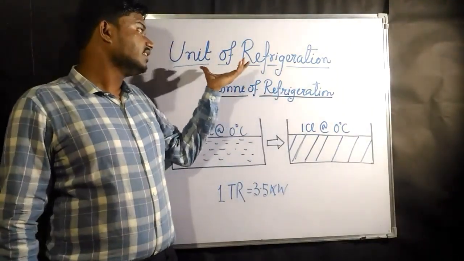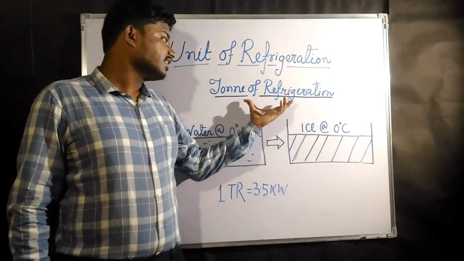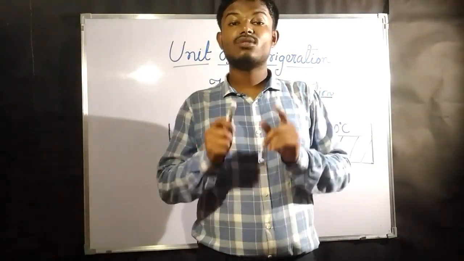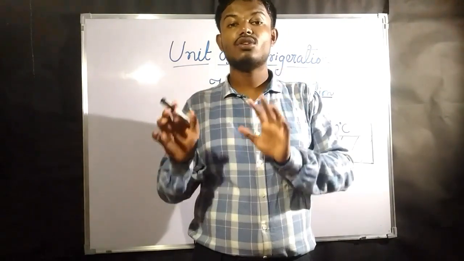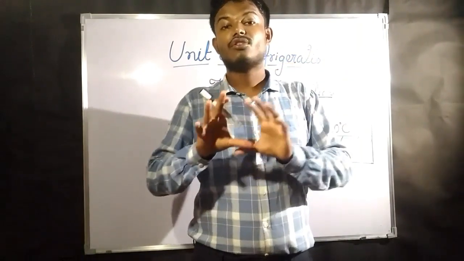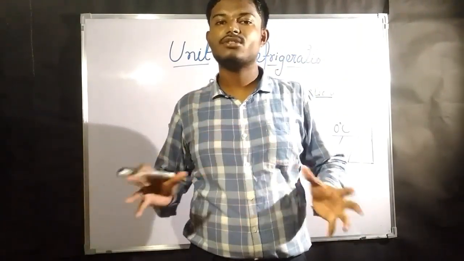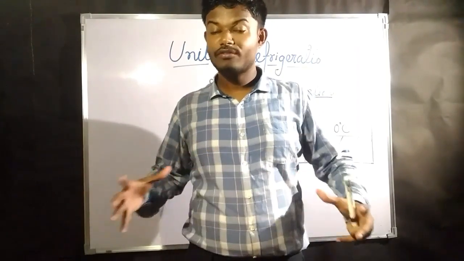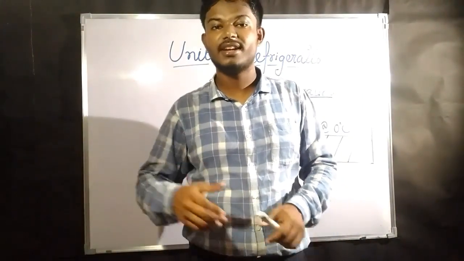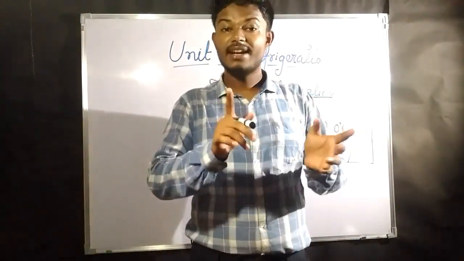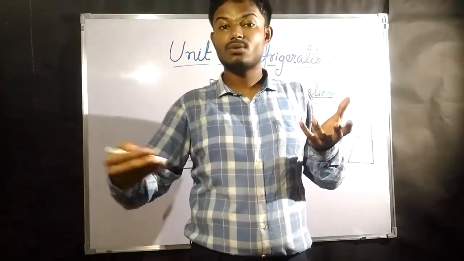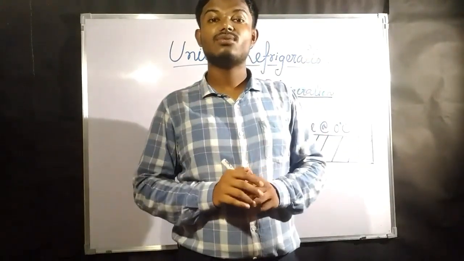So now we are going to study the units of refrigeration. The first one is the ton of refrigeration, which is a unit of refrigeration. Now what does 1 ton of refrigeration mean? It means the amount of heat that has to be taken out from 1 ton of water, that means 1000 kg of water at 0 degrees centigrade, to convert the whole mass of water into ice at 0 degrees centigrade in a total of 24 hours. That amount of heat is known as 1 ton of refrigeration.